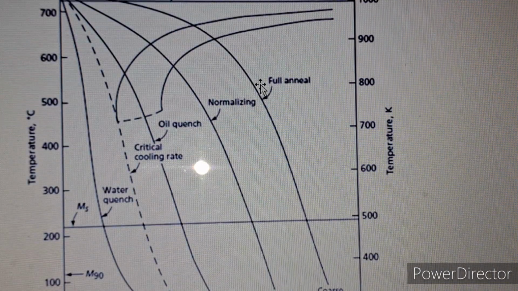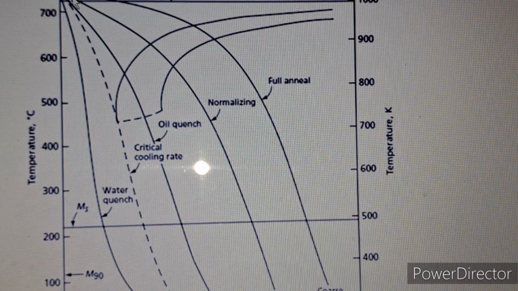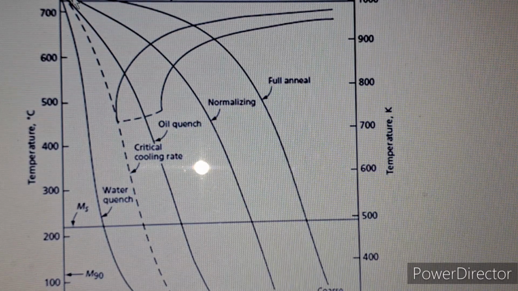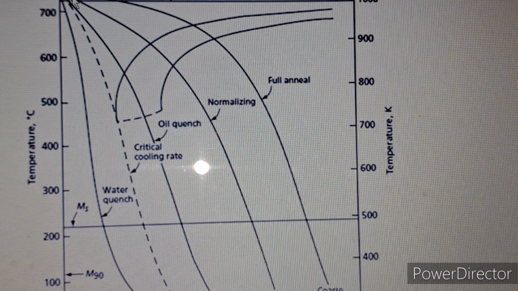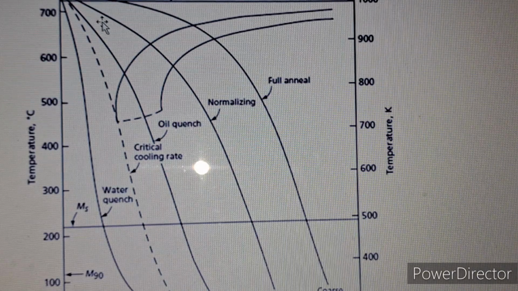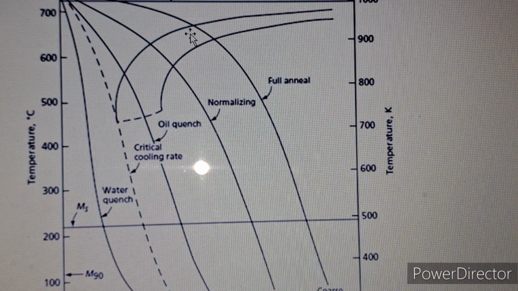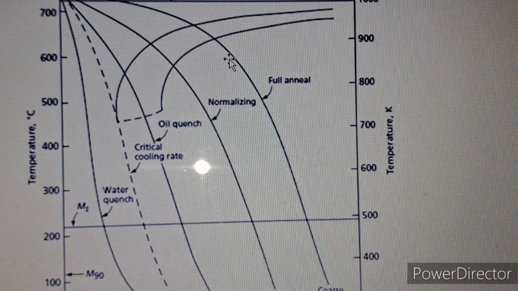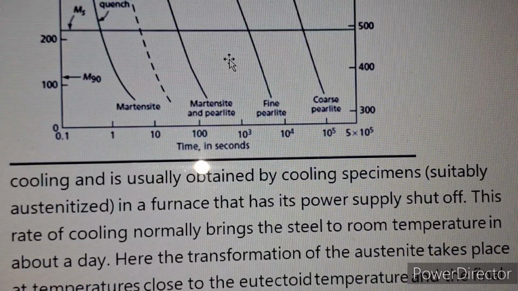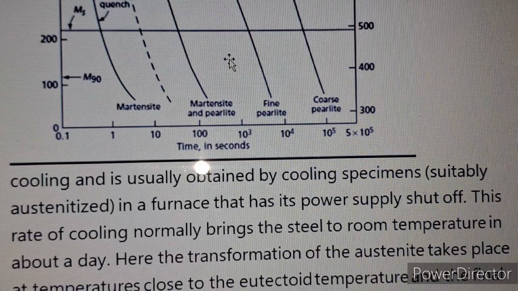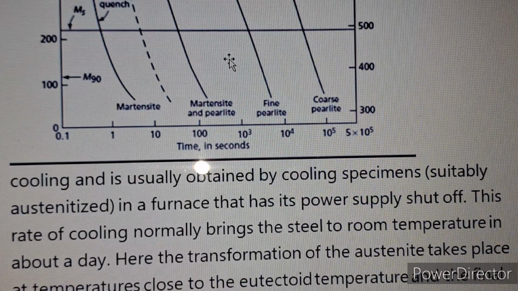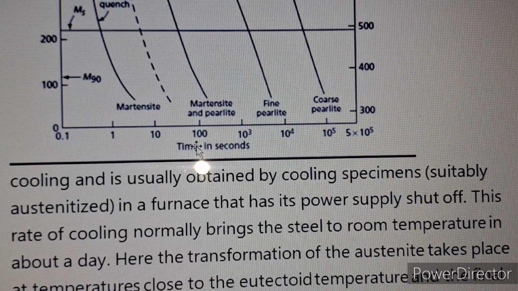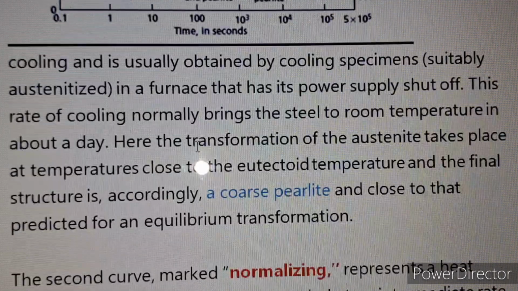So in the figure we see that this temperature is the eutectoid temperature, and from here we start cooling the austenite. Then we put the sample in the furnace by switching off its power, and we cool it to room temperature. It will take approximately a day, and coarse pearlite is obtained in this situation.